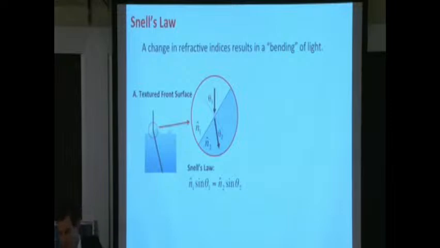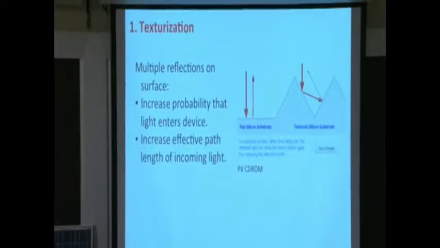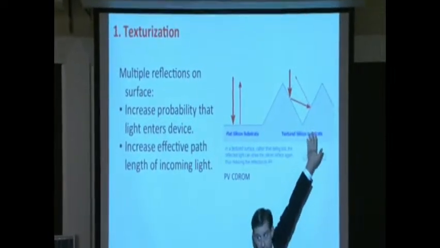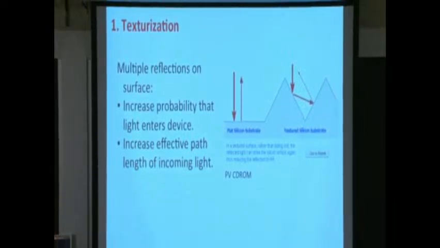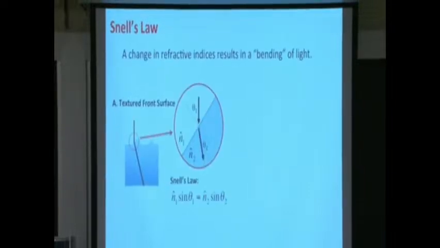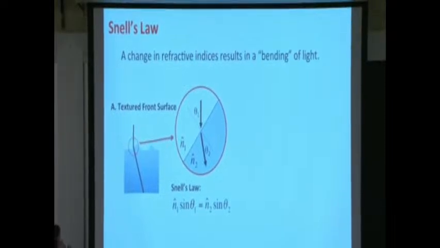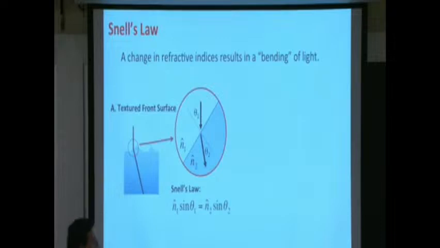It's kind of cool. So there are two benefits to texturizing your front surface. One is you have an additional pass, right? Additional bounce, an additional encounter with the material. So that reflected light gets another chance to go in. And the second benefit is that you're able to increase the optical path length by the delta in refractive indices and the fact that the path of the light obeys Snell's law.